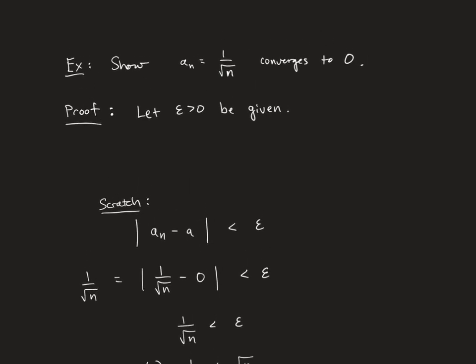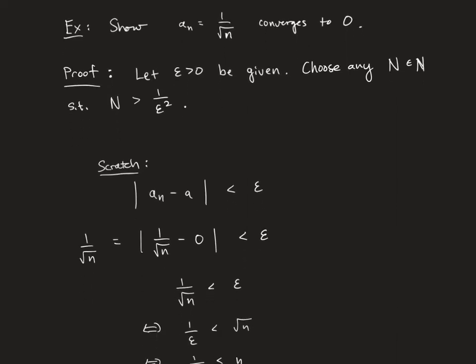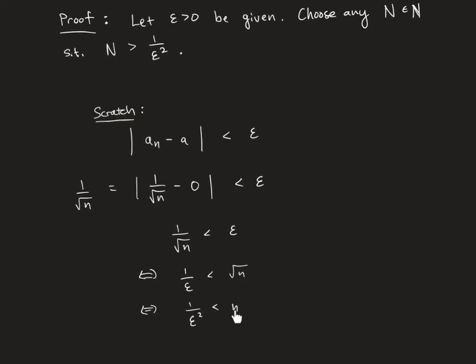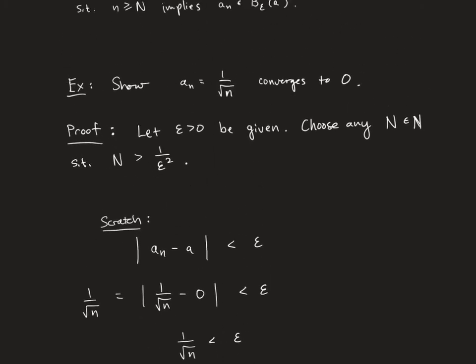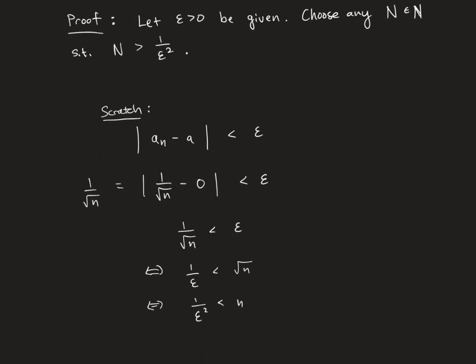So, letting epsilon greater than 0 be given, choose any big N in the natural numbers such that N is bigger than 1 over epsilon squared. As long as we take this N as our starting point for the little n's, all our little n's will be bigger than 1 over epsilon squared. We should be able to reverse all of this. So that is our big N, and this was all just scratch work, so I'm free to erase that.